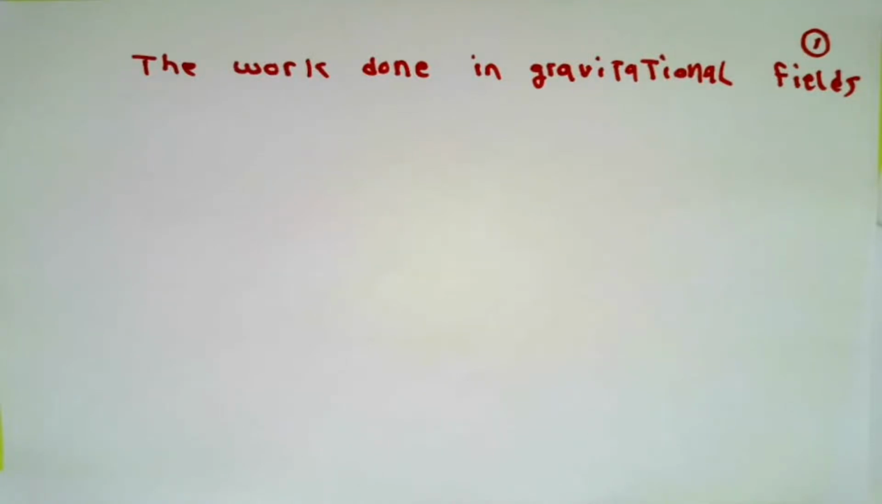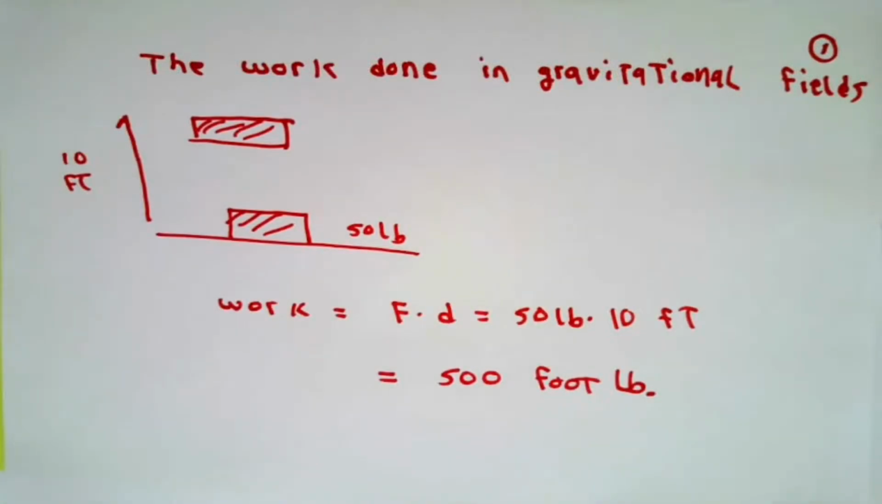The next thing that I want to talk about is the work done in a gravitational field. In the simplest possible case, we've already talked about this. We take an object that weighs 50 pounds, lift it 10 feet straight upwards. The work done is force times distance, 50 times 10, 500 foot-pounds. Except this isn't quite right. The force due to gravity is not a constant. To make this a little bit more clear, we need to talk about Newton's law of gravity.